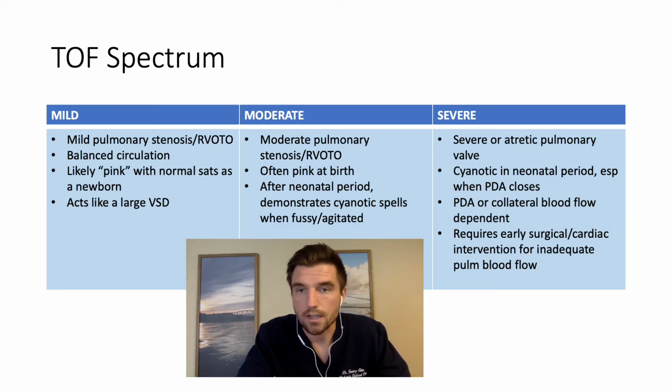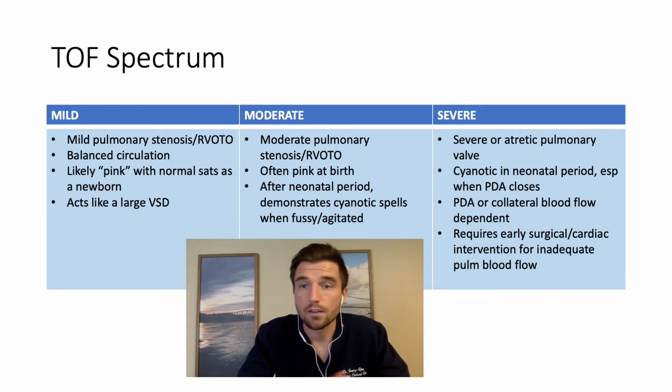And they'll be profoundly cyanotic. They'll require prostin in order to survive until they can get a surgery or catheterization procedure to help augment their pulmonary blood flow.